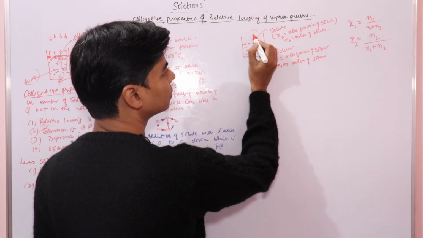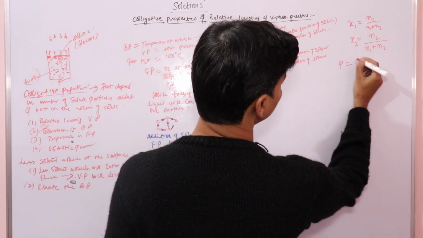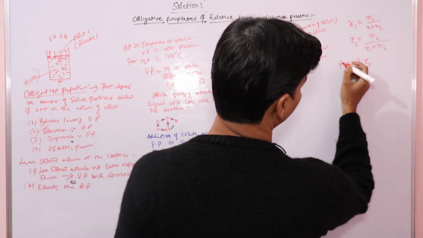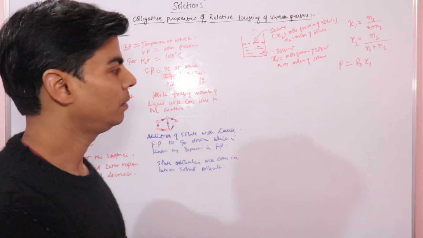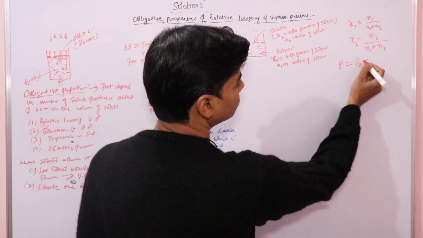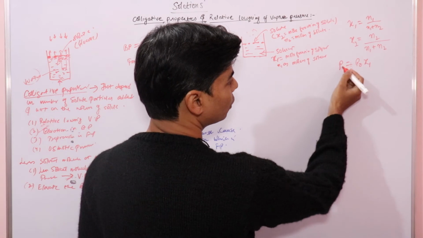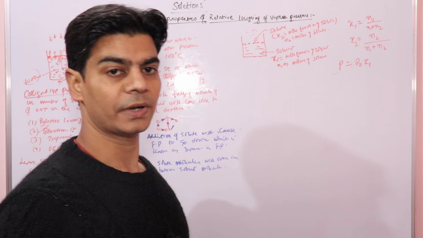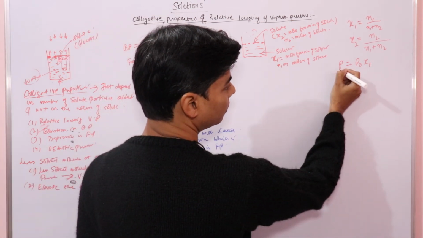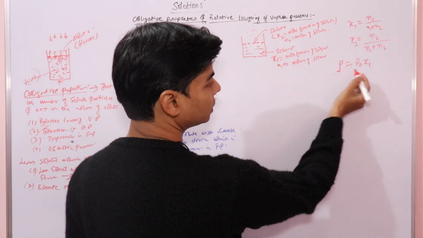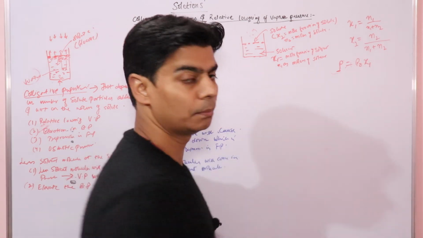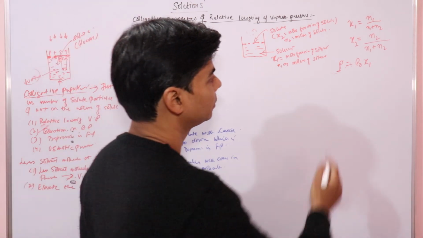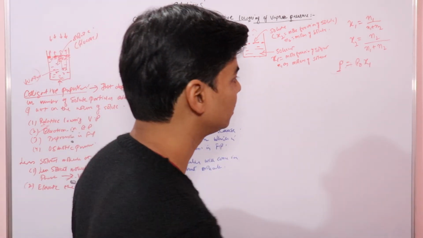And we know that as per Raoult's law, which we have done in the previous lecture, the vapor pressure above this solution is equal to P0 into x1. P0 is the vapor pressure of pure solvent, P is the vapor pressure of solution, and x1 is the mole fraction of solvent. The vapor pressure of this solution is directly proportional to the mole fraction of solvent. If you have any doubts, you can check the previous lecture.